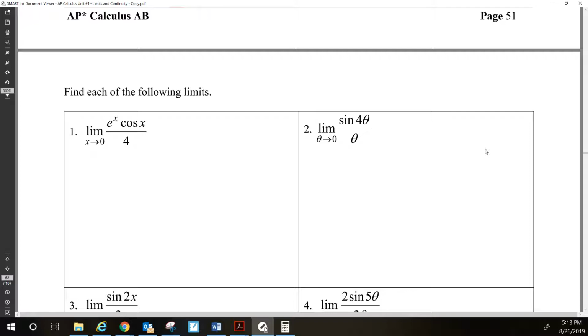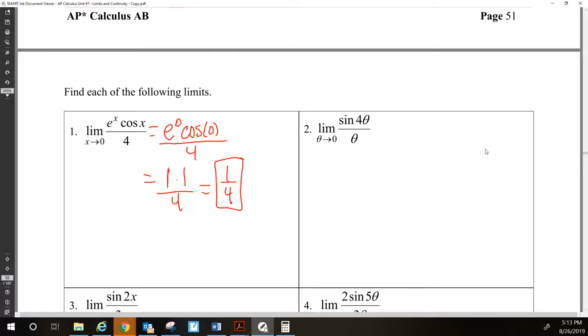So our first one here, this is just a matter of plug and check. I can plug in 0 here in the denominator and nothing's going to happen. So I can just plug in 0 for this one. It would be e to the 0, cosine of 0, over 4. e to the 0 would be 1, because anything to the 0 power is 1. Cosine of 0, though, is also 1. All over 4, 1 times 1 would be 1, so our limit here is 1.